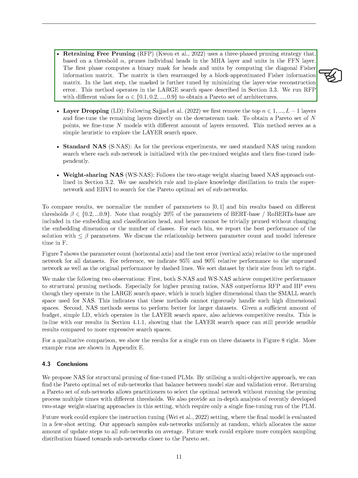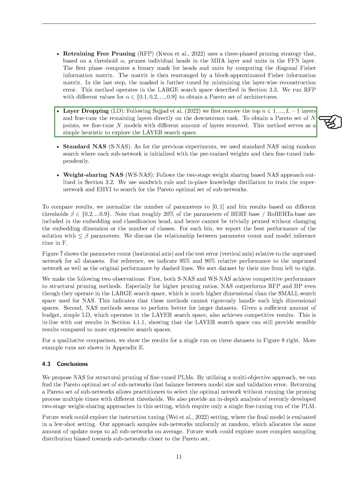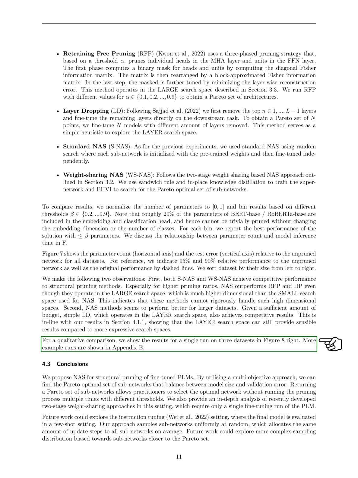We consider methods like head pruning, HP, retraining free pruning, RFP, layer dropping, LD, standard NAS, SNAS, and weight-sharing NAS, WSNAS. Results show that NAS methods perform competitively with structural pruning methods, especially for larger datasets. Even simple methods like layer dropping can yield good results in the search space. Overall, NAS methods show promise in handling high-dimensional spaces and larger datasets effectively.